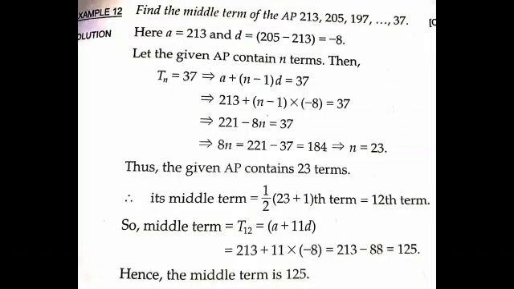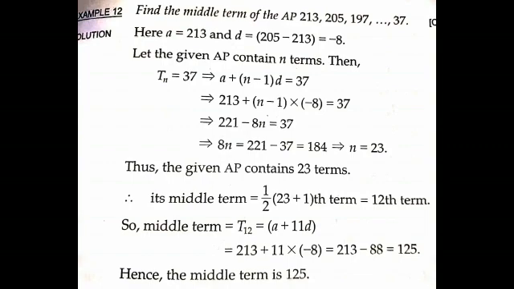Now considering the next question. Find the middle term of the AP given by 213, 205, 197 and so on till 37. That is, the nth term is given as 37 here. Here the first term A is equal to 213. Common difference D is equal to A2 minus A1, that is 205 minus 213, which is equal to minus 8.